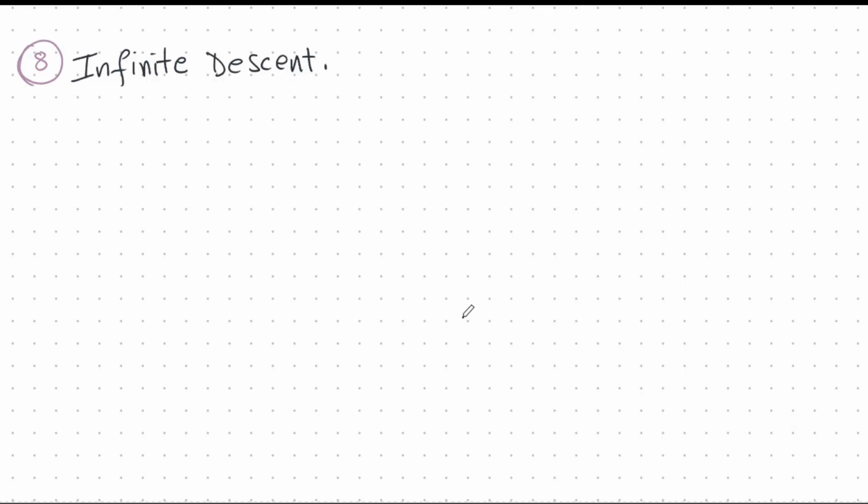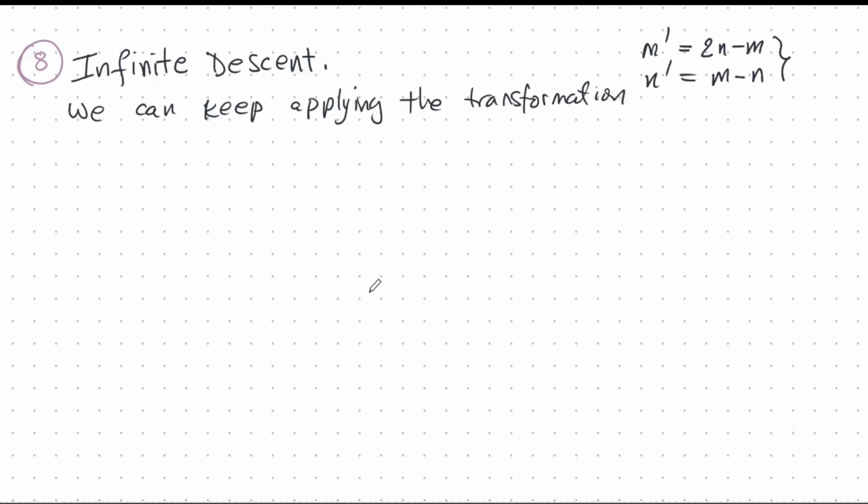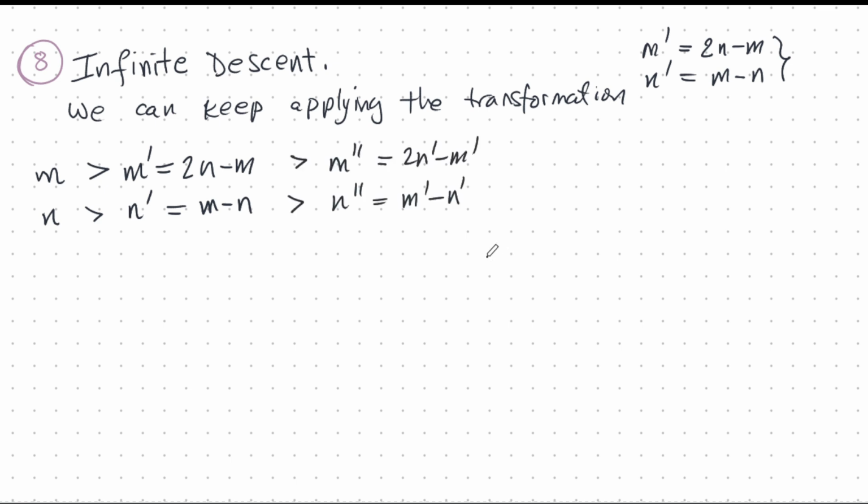And now for infinite descent. We can keep applying this transformation. We start with a square of dimensions m and n, where m is the long diagonal and n is one of the sides, and we can keep applying. First application gives us this. Second application gives us m prime prime, n prime prime. Another application gives us m prime prime prime, n prime prime prime, and so on and on and on.